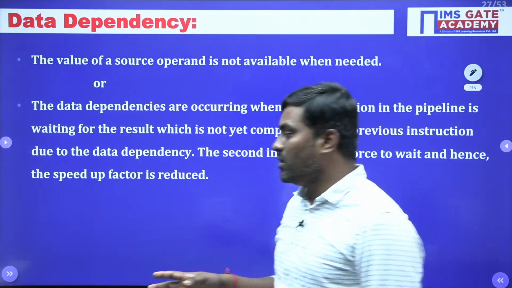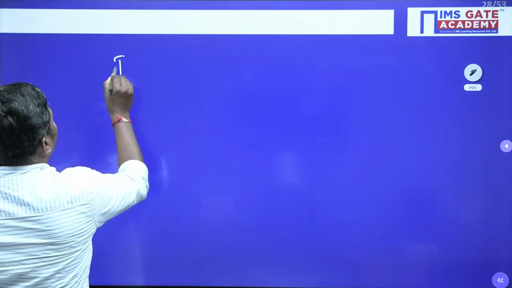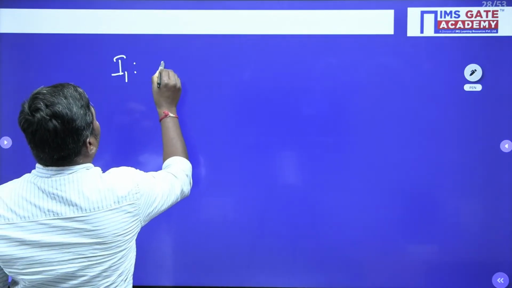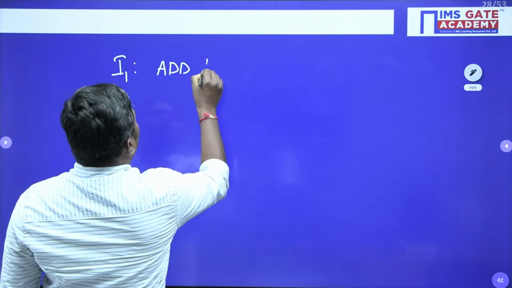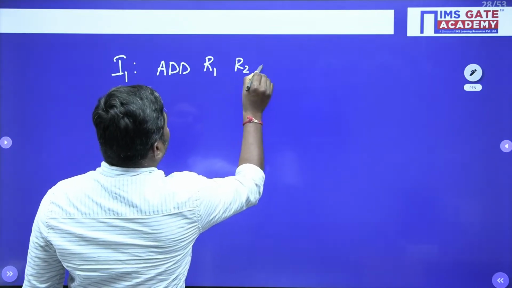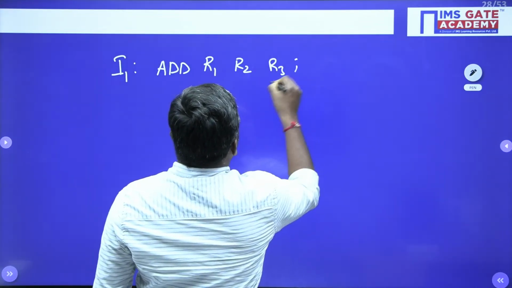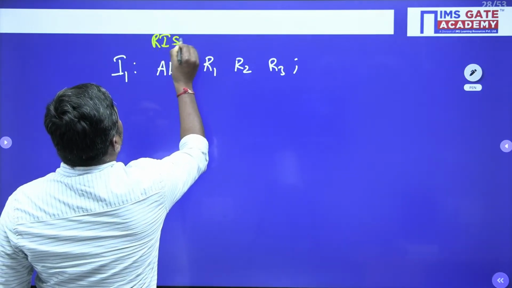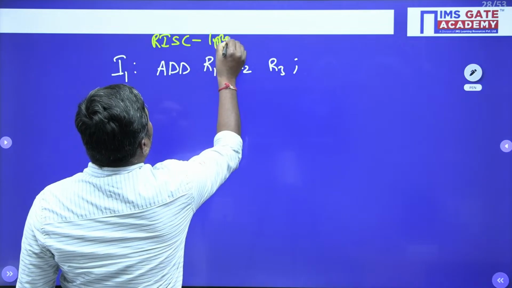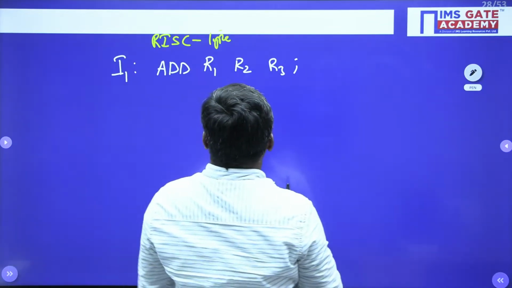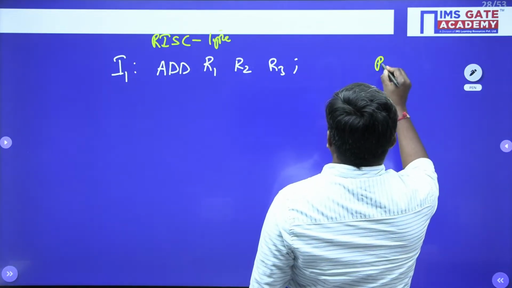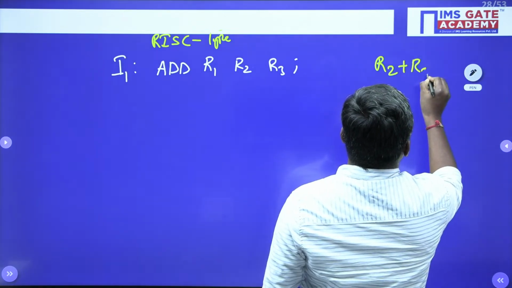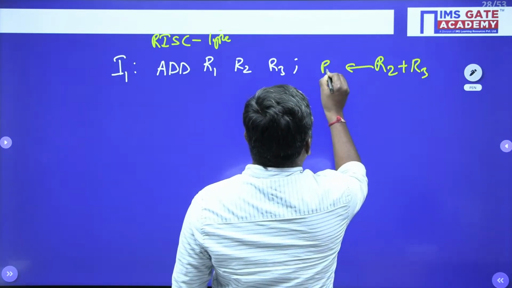So let's do an observation. Let's take two instructions. Instruction I1: ADD register R1, register R2, register R3. I'm taking a RISC type processor. The nomenclature of this instruction is that R2 and R3 are both added, and the result is stored in the R1 register.